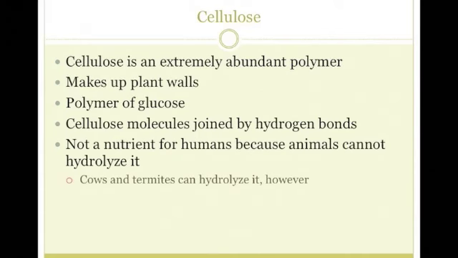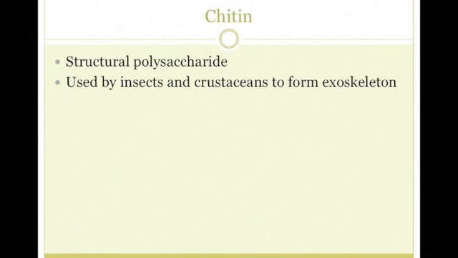Cellulose. Cellulose is an extremely abundant polymer. It makes up plant walls. Cellulose is a polymer of glucose. Cellulose molecules joined by hydrogen bonds are not a nutrient for humans because animals cannot hydrolyze it. Cows and termites can, however. Chitin. Chitin is a structural polysaccharide, and it's used by insects and crustaceans to form exoskeletons.